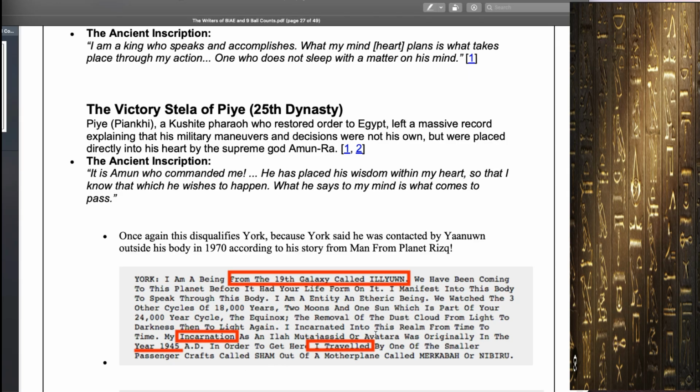All right, so then he said, I incarnate into this realm from time to time. My incarnation as an Iltamuttajasset or avatar was originally in the year 1945.